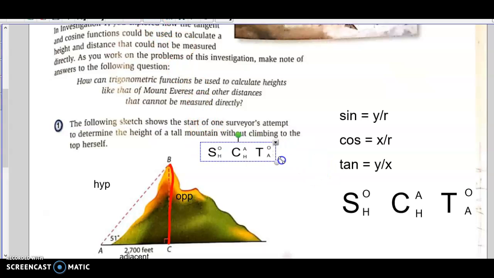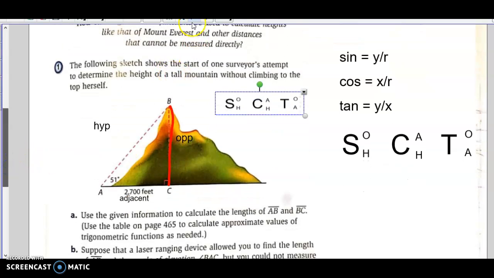So here's a sketch of a mountain that somebody did. We're going to be looking at this sketch and figuring out the missing parts of the triangle. All right, so here's our triangle, and I have some words in here. Let's get rid of these for now. We learned last time we were together about this.